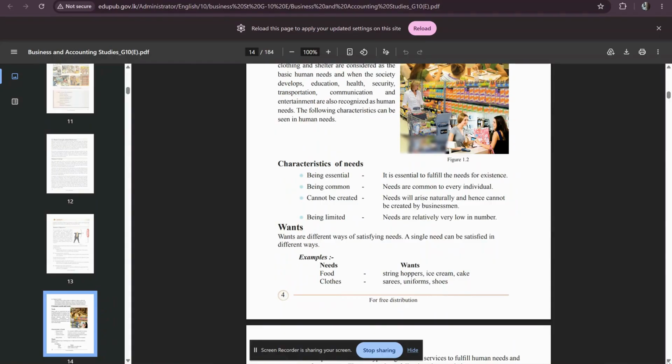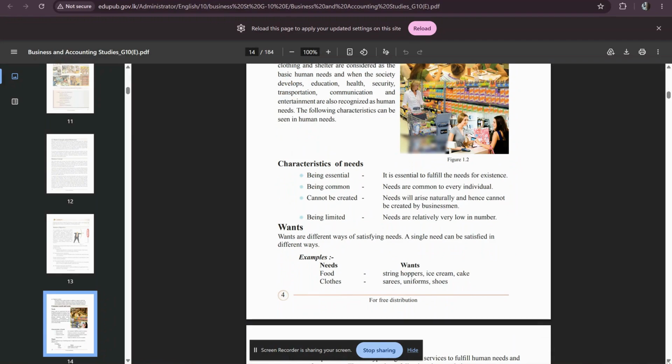It's essential to fulfill the needs for existence. It's common. Needs are common to every individual, and it cannot be created. Need will arise naturally and hence cannot be created by the businessman. Needs are relatively very low in number.